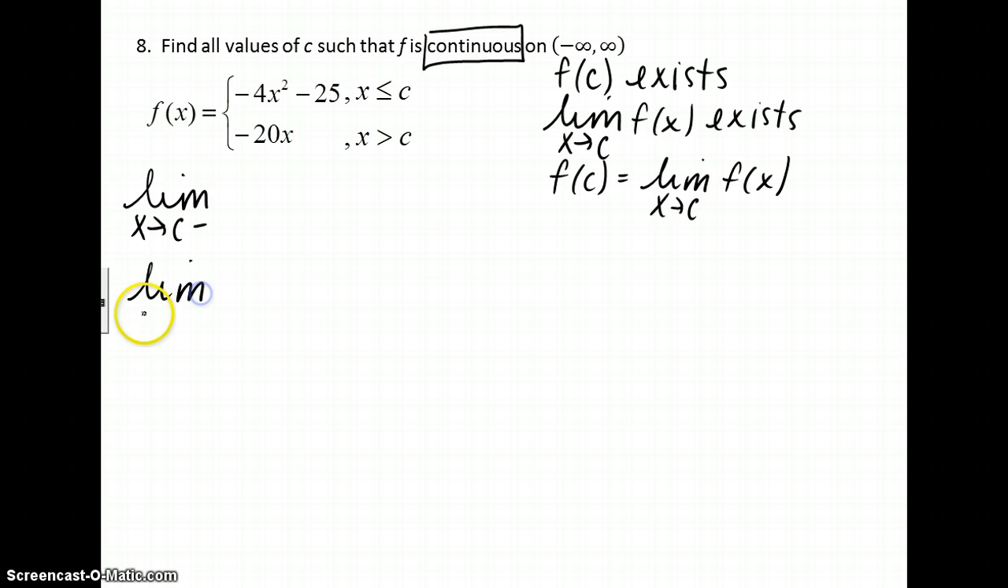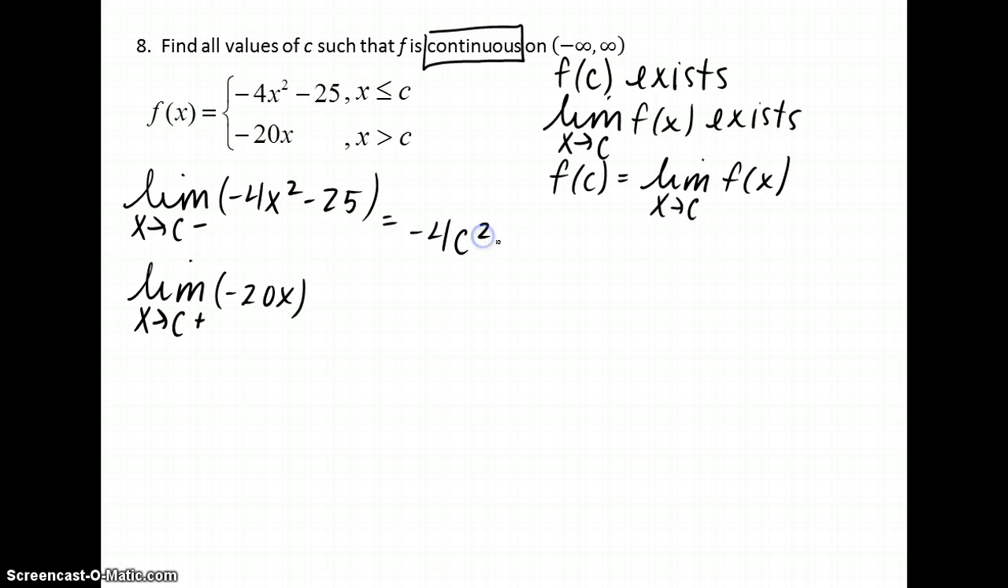Now where does the domain switch? The domain switches at c, which is the value that we're looking for. So for values less than c, we would look at the quadratic function. Values greater than c, we would look at the linear function. So making a direct substitution of c into the quadratic and into the line yields those two equations. Now in order for the limit to exist, the one-sided limits have to be equal.